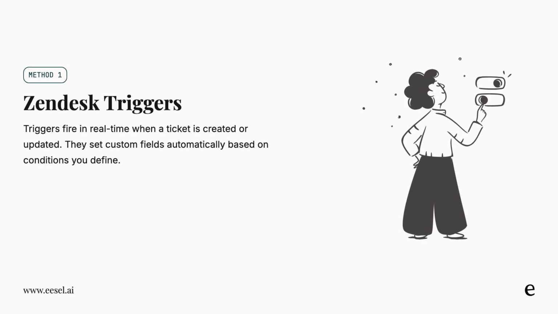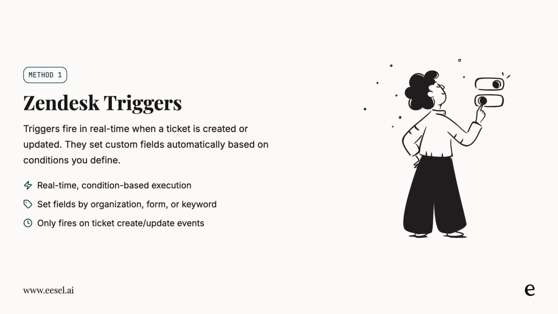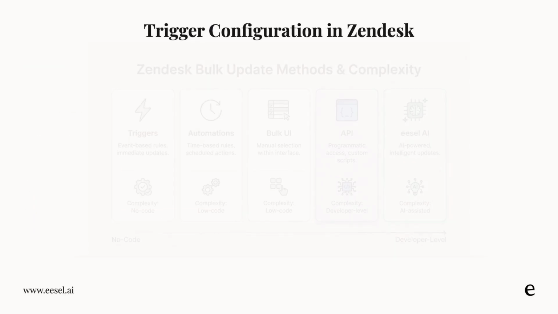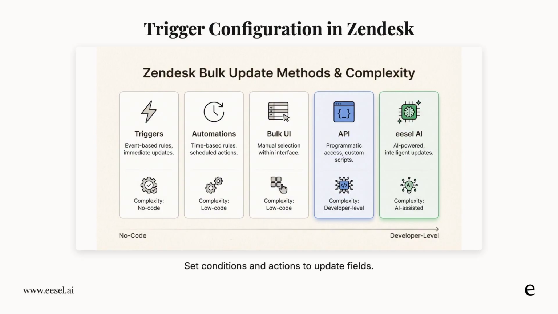Method 1. Zendesk triggers. These fire in real time whenever a ticket is created or updated, automatically setting custom fields based on conditions you define. Great for ongoing automation, but they won't touch existing tickets. Setting one up is straightforward. Define your conditions, pick the custom field action, and Zendesk handles the rest every time a ticket matches.